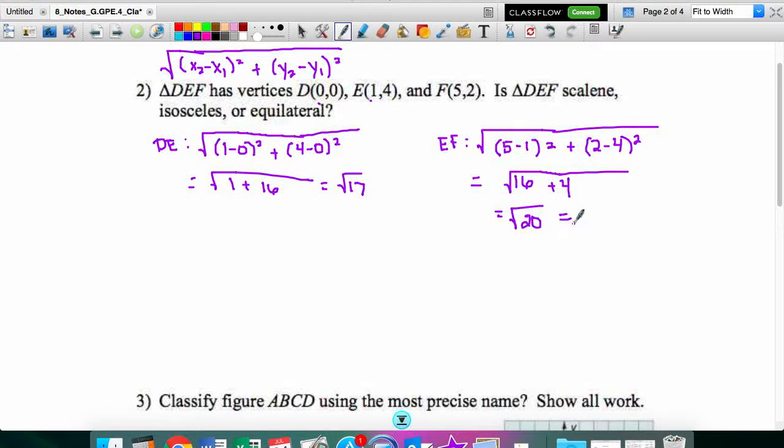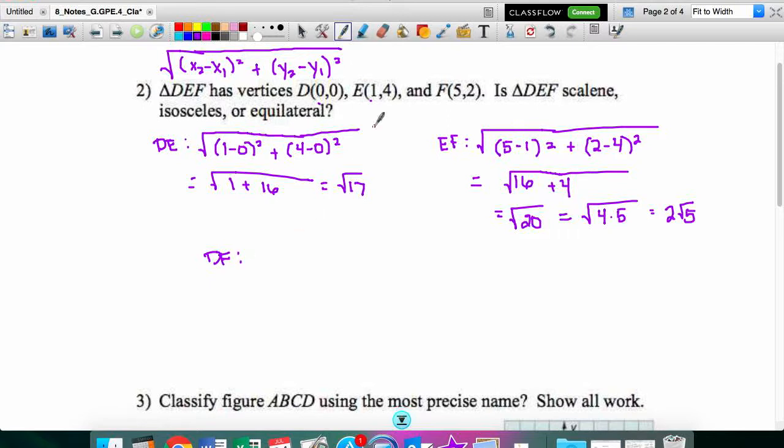20 is not a perfect square. However, it does have a perfect square factor. 4, which is a perfect square, goes into 20. So we can break this down into 4 times 5, or 2 radical 5. So once again, we look at our sides and we say, oh, those don't match. But we can't just jump to the conclusion that it's scalene just yet. Because if we find one pair of matching sides, it's going to be isosceles. So let's move on to our last side, DF.